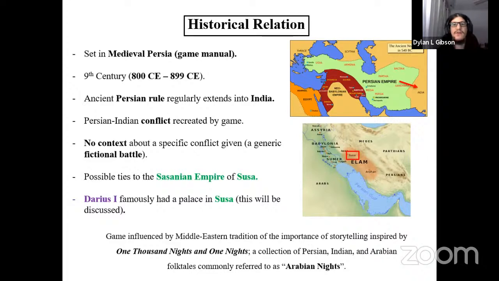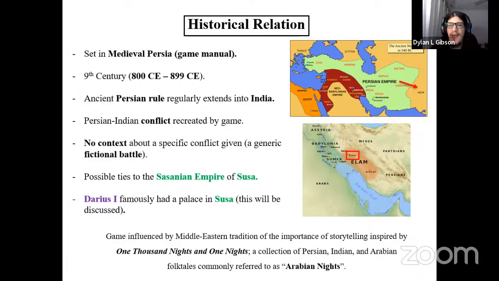So if we look a little bit more at the historical relation, according to the game manual, the little booklet that comes with the game that was written by the developers, they say it is in medieval Persia. So the game was set in medieval Persia. So that's the 9th century, 800 to 899 CE. And the ancient Persian rulers and the empires usually had a lot of battles with India. There were quite regular conflicts there.